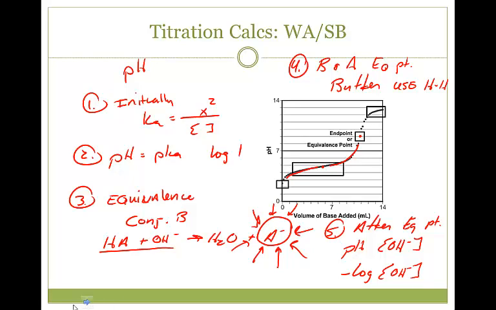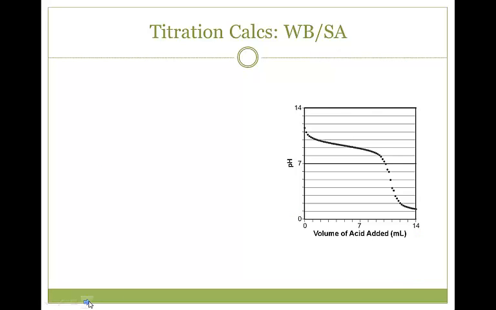I'm going to show you another curve, and this is the final slide here, and this is just a weak base, strong acid titration. I want to show you that it's just the opposite of a weak acid, strong base in that it starts up high and finishes down low. And basically all the different calculations, the 5 that we did before, are the same 5 that you have to do here. And we will work on these in class, but it's good for you to see these now.